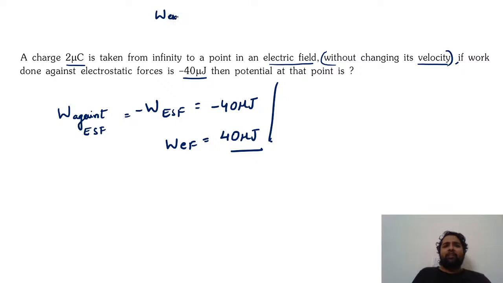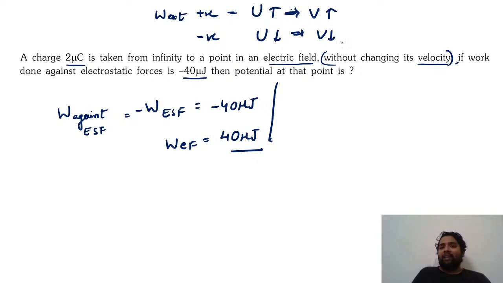When work done by the external force is positive, we know from this that potential energy will be positive, which will also imply V will be more. Potential energy will increase. Think about it this way, which means V will also increase. If work done by the external force is negative, which means U will decrease, which implies V will decrease. This is the logic I want you guys to understand. This way, you can just keep playing around with everything.